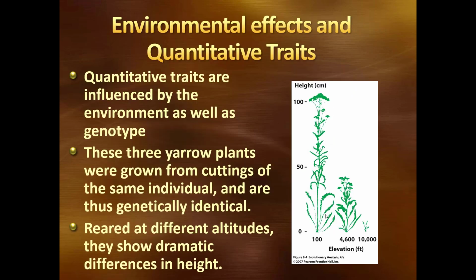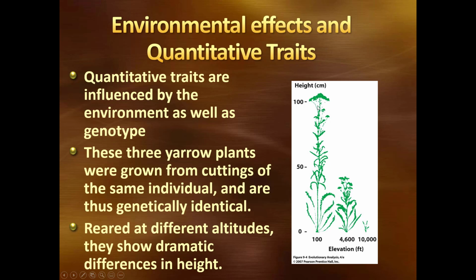Now the second thing that can give you this continuous distribution is if you have environmental effects. So even if you took a plant that genetically is identical, a clone, and in this particular case we're taking this cloned plant and growing it at different elevations. So genetically there's no difference there because they're clones. But if we grow it at an elevation of 100 feet, it grows very, very tall. At 4,600 feet, it's sort of intermediate in stature, and then if we grow it at 10,000 feet, it's very, very stunted. So there's not a genetic difference there. This is all due to the fact that they were raised in different environments.